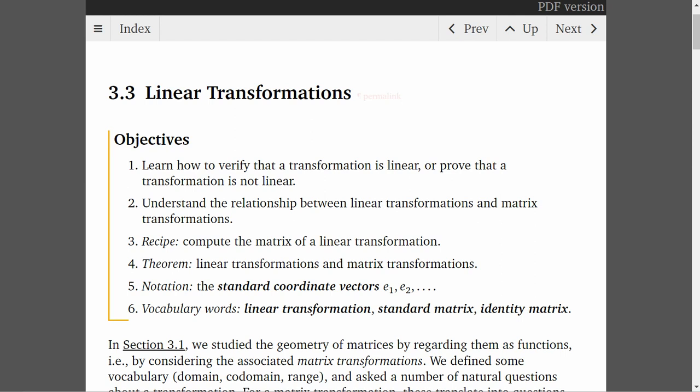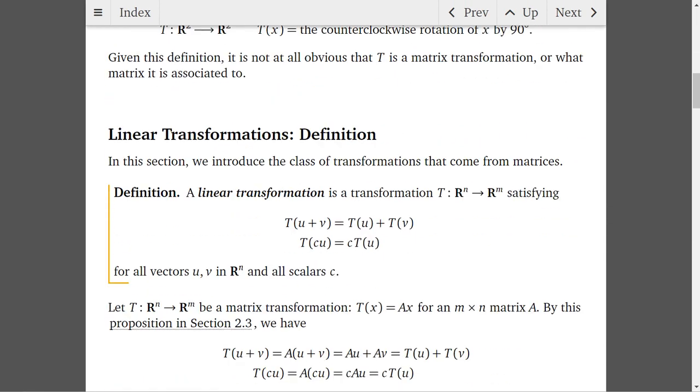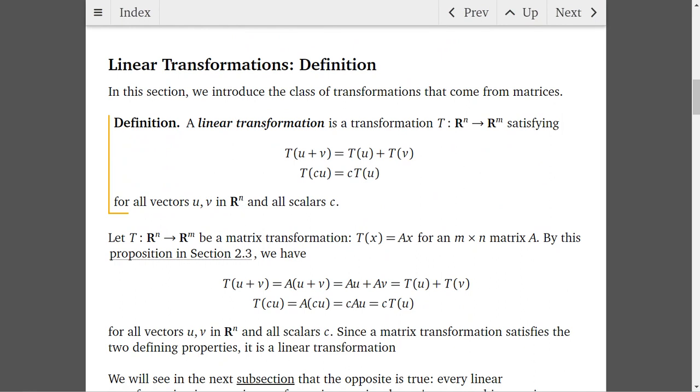This is a section you definitely need to read, and there's not much MATLAB you can do because the idea is we're trying to figure out how to determine the standard matrix of a linear transformation. And so the key ideas in the chapter, like they say, is learning how to verify that a transformation is linear or prove that it's not. And there are a couple of important theorems that they cover.